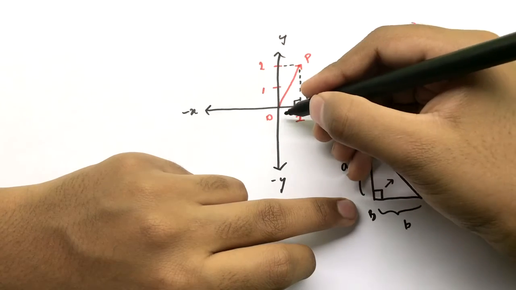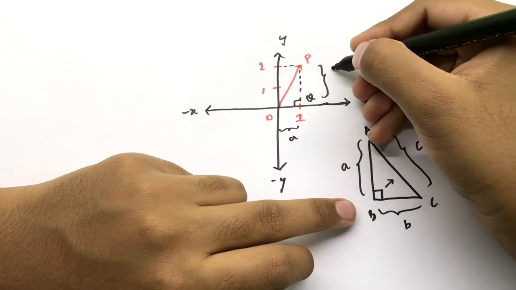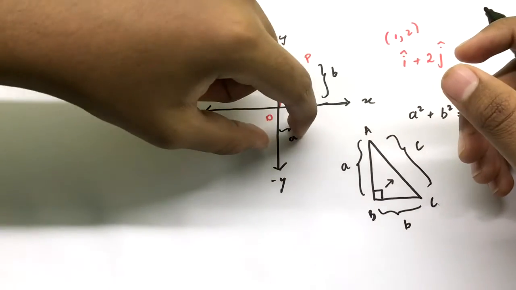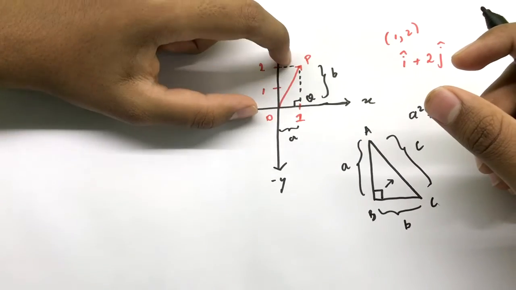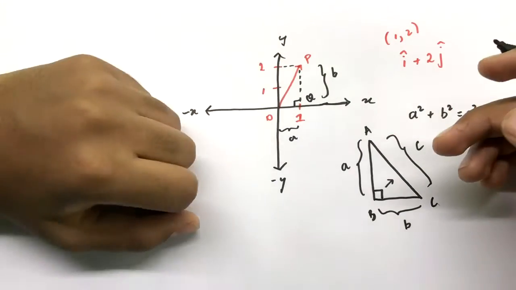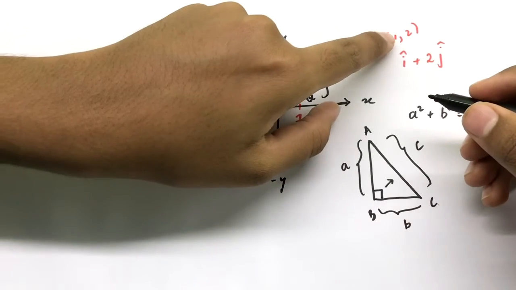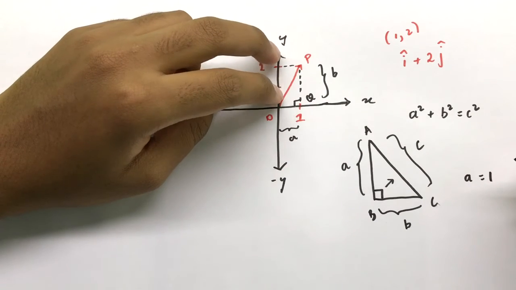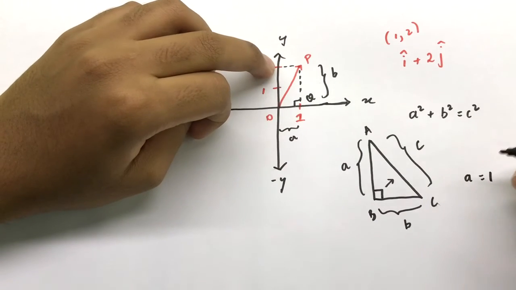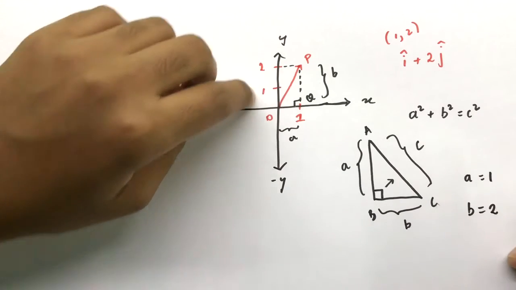So now if I consider this length to be A, this length to be B, I know A square plus B square is going to give me C square, where C is the length of the vector or the magnitude of the vector. So now we know A is 1 unit because we're traversing only 1 unit along the x-axis. So A will be 1. And now since we're traveling 2 units along the y-axis, B would be 2. So A is 1 and B is 2.